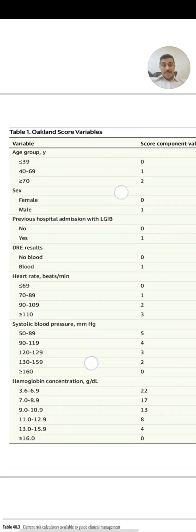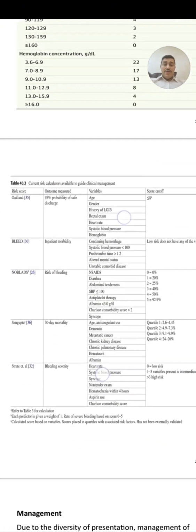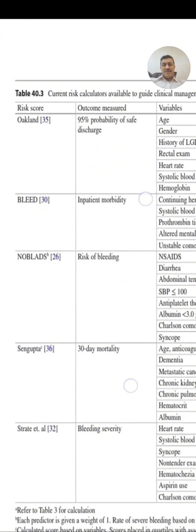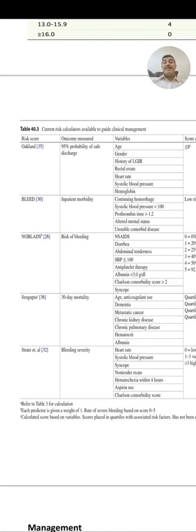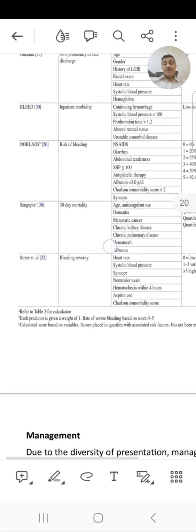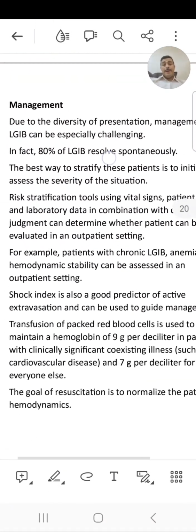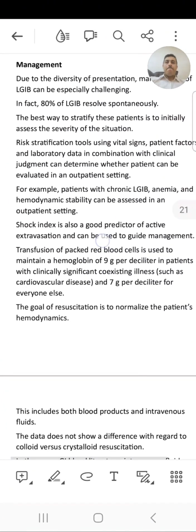Okay, let's zoom out. I told you that there are some other classification systems. This is the Oakland for lower GI bleeding. There is also the BLEED risk scoring system, abbreviated by the word BLEED. It's not that important, and I want to skip this part. As I told you, an Oakland score less than 8 can be managed as an outpatient. And if the shock index is above 1, this means that the patient is unstable.